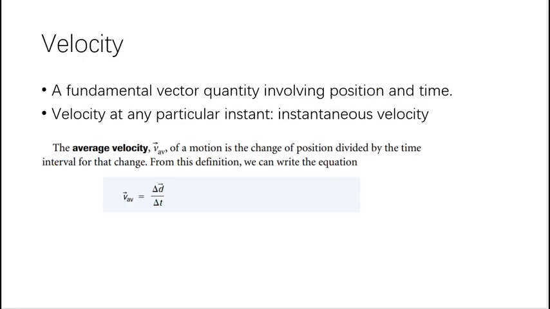Velocity is a fundamental vector quantity that describes the rate of change of an object's position with respect to time. Since it is a vector quantity, it involves direction as well. When a velocity remains constant, meaning the object moves at a steady speed in a consistent direction, it results in uniform motion. In this case, velocity is calculated as the displacement divided by the time interval, or delta d divided by delta t, as shown on the screen. Velocity at any particular instant is called instantaneous velocity, and we're going to talk about it in the next slide.